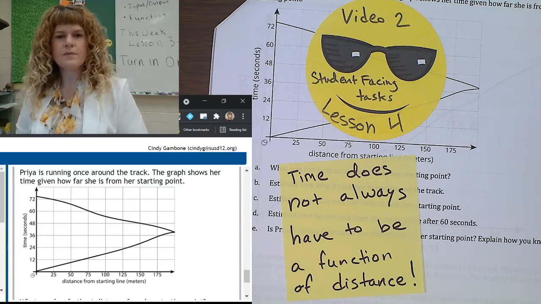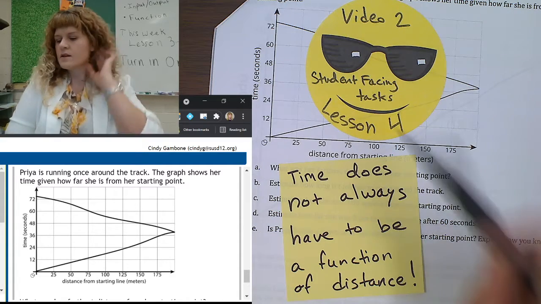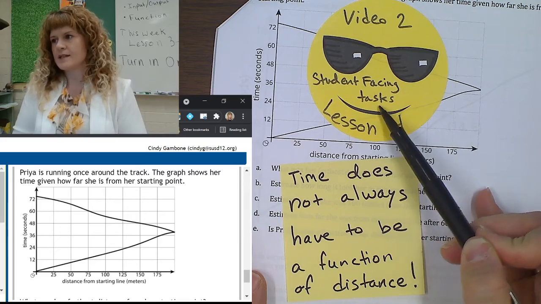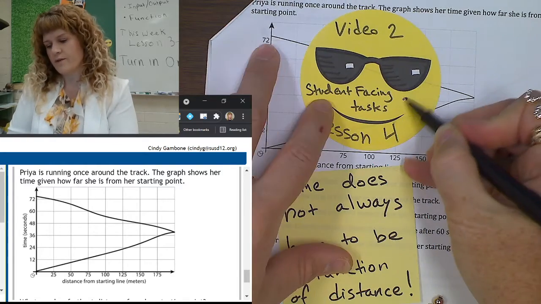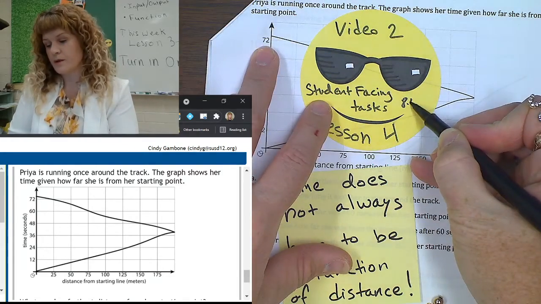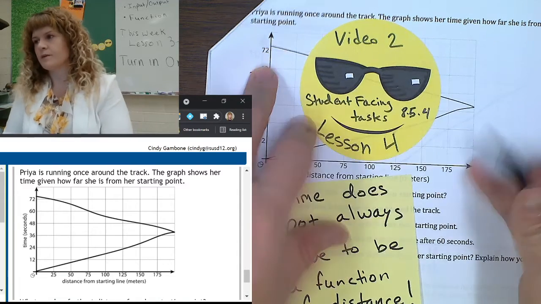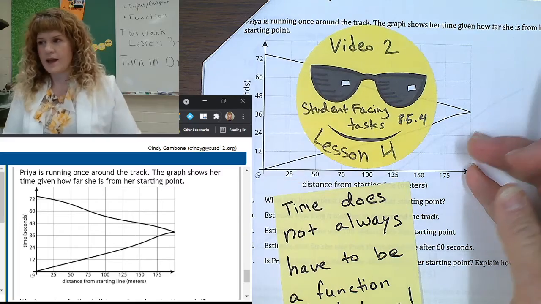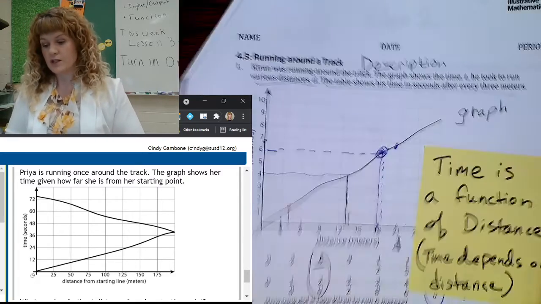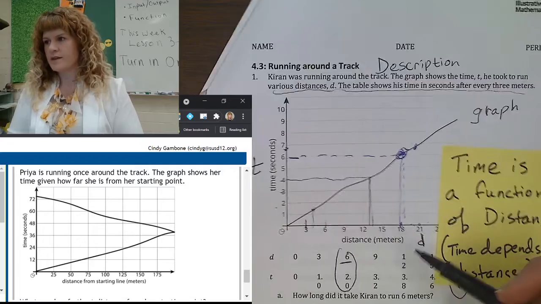Let's do video number 2. This is student-facing tasks for lesson 4, video number 2, Unit 8.5.4. Okay, in the last video that we finished, in video 1, you saw this graph.